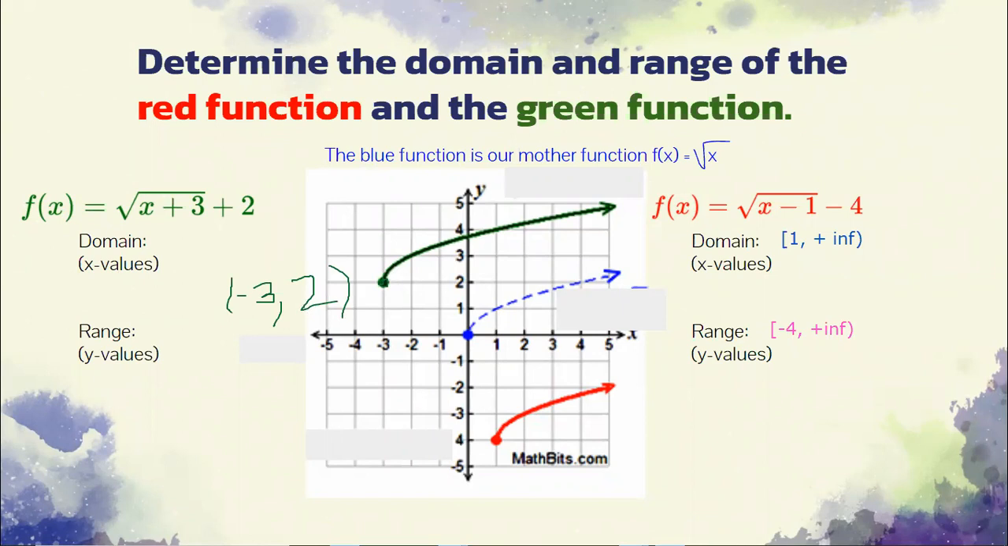When describing the domain, which is all possible x values, I need to look on the x-axis where my graph starts. My graph starts here at negative 3 and continues towards the right, towards positive infinity. So reading my x-axis, it goes from negative 3 all the way towards positive infinity, which means my domain is going to start from negative 3 and continue all the way towards positive infinity.